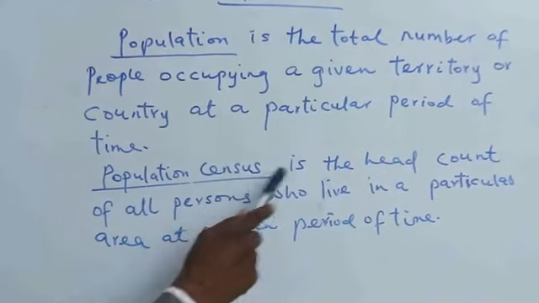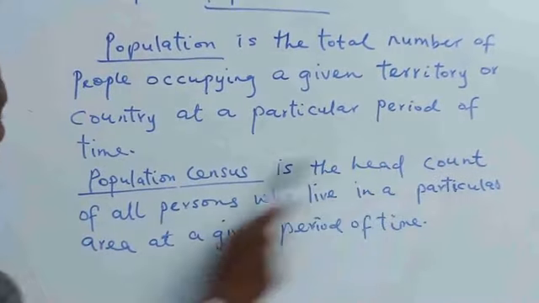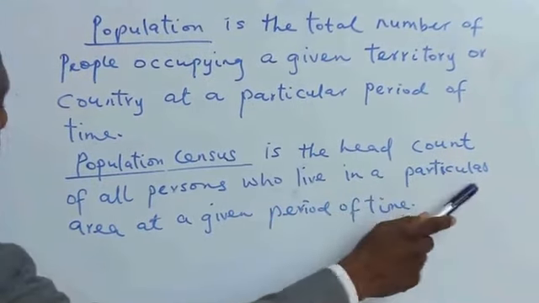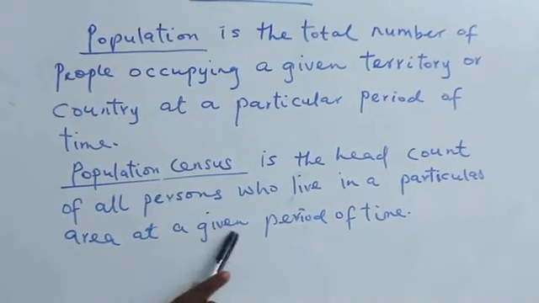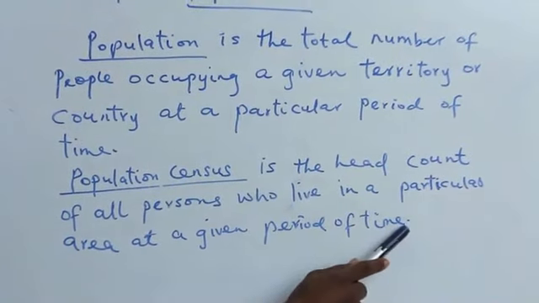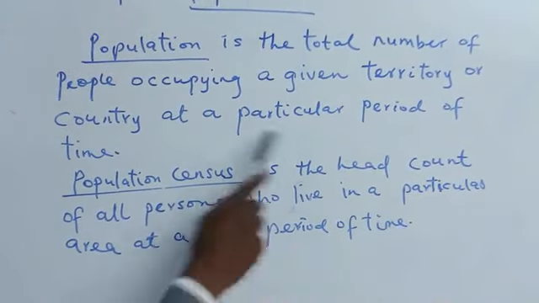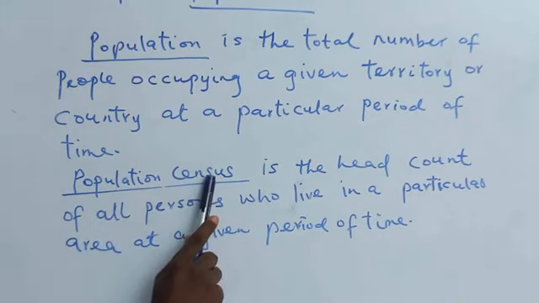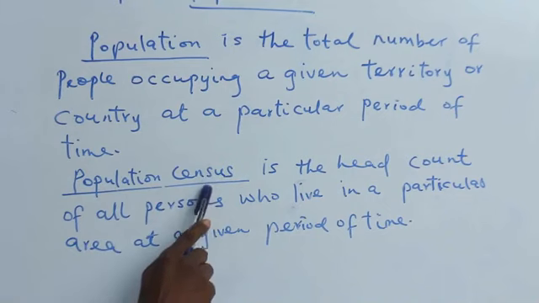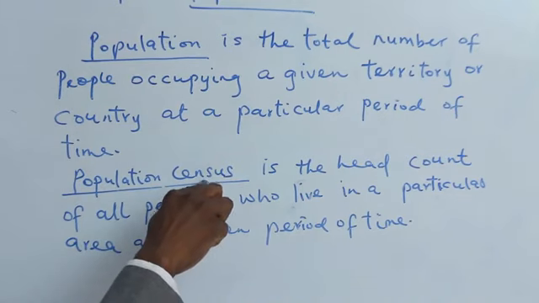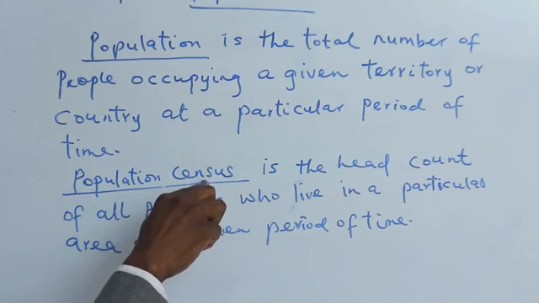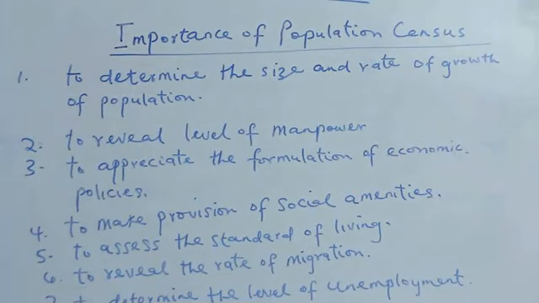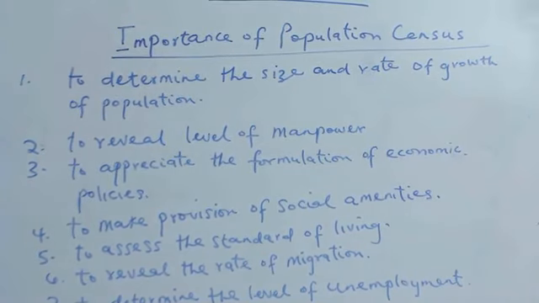Population census is the head count of all persons who live in a particular area at a given period of time. That is, it is the responsibility of the government to carry out population census in its own country in order to know the number of people that are living there so that they can plan for them. Having defined population census, the importance of population census are as follows.